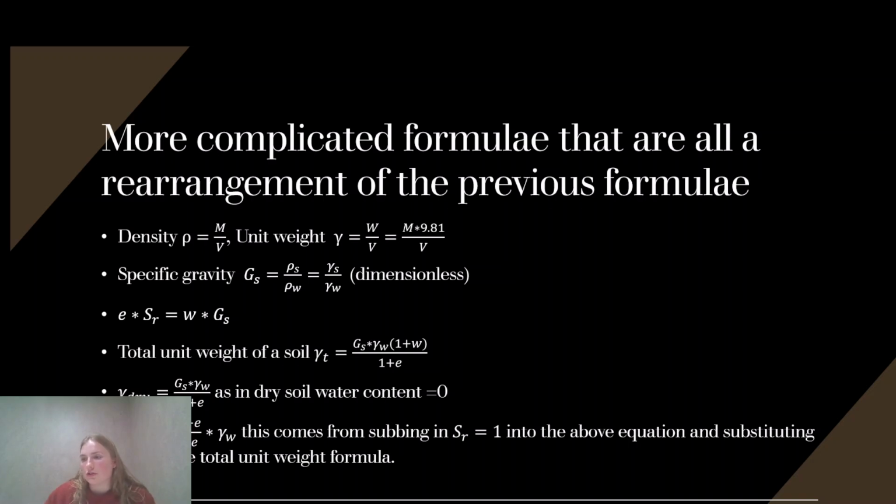The total unit weight formula is used often in questions. Total unit weight is specific gravity times the unit weight of water, multiplied by 1 plus the moisture content, over 1 plus the void ratio. It's better to just remember that one equation, because from it you can derive both the unit weight of a dry soil and the unit weight of a saturated soil. The total unit weight is of a soil that is anywhere between completely saturated and completely dry.